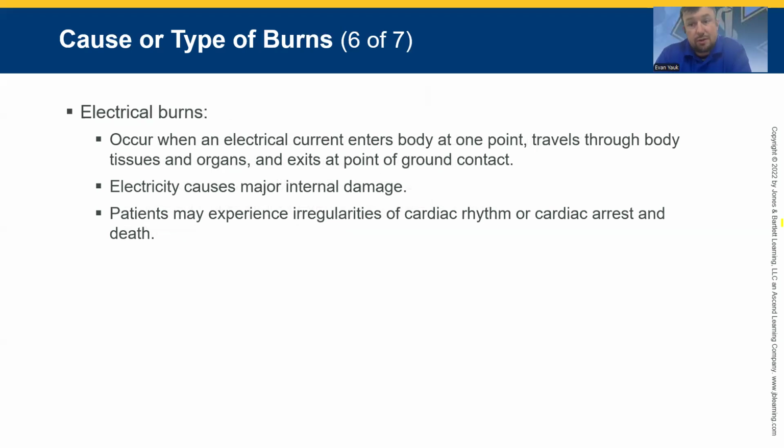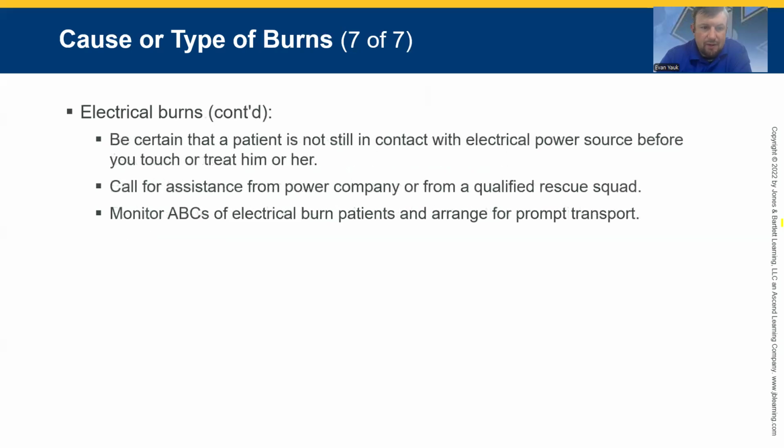Electrical burn. I told you there was a lot in this chapter. This occurs when the electrical current enters the body at one point, travels through the body, tissues, and organs, and exits at another point of ground contact. Electricity causes major internal damage. Patients may experience irregularities of cardiac arrhythmia and cardiac arrest, and death can occur.